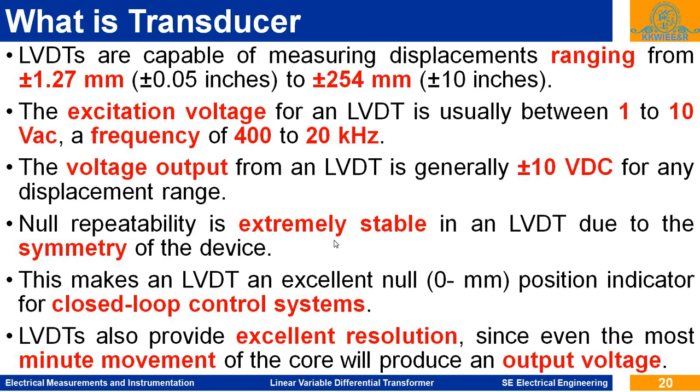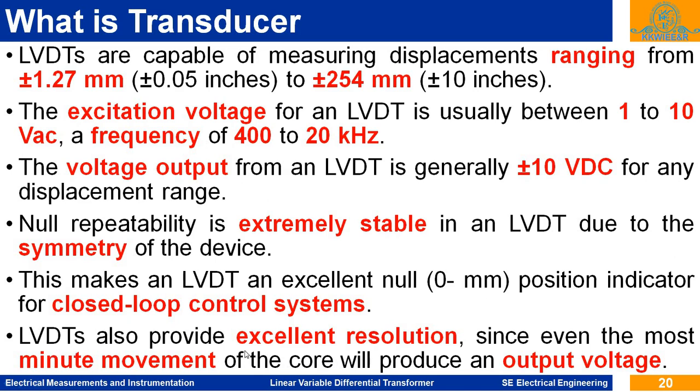So when this core is at center, you will get zero deflection. This makes an LVDT an excellent null or 0 mm position indicator for closed loop control systems. In the industry, on the machines, a closed loop system is used. When this pull post is moved from home position, the distance is measured. When the cutting application is finished, again it has to come to its original position or home position. So for that it is good, as it will sense the 0 mm position.